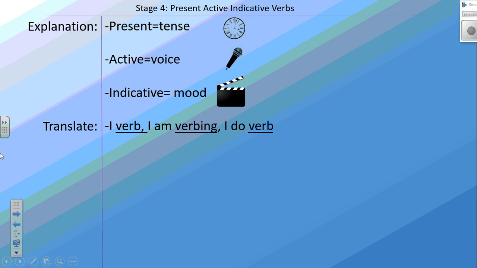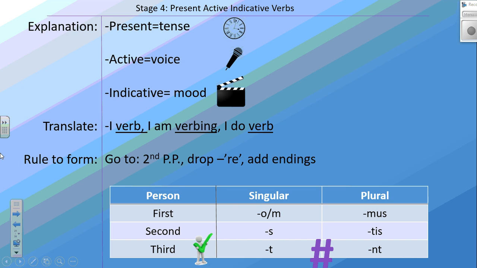You translate them as "I verb," "I am verbing," or "I do verb." And to form it, you go to the second principal part, drop the -re, and add the endings. Don't worry if you don't know what that means. I'm about to tell you. But these are the endings you're going to add: -o or -m, -s, -t, -mus, -tis, and -nt.